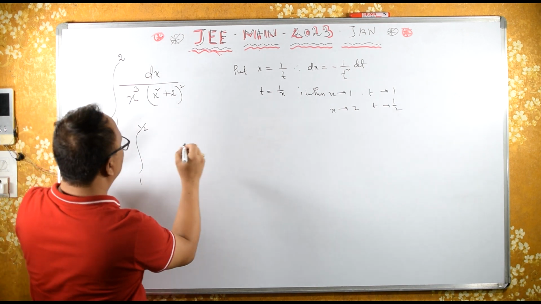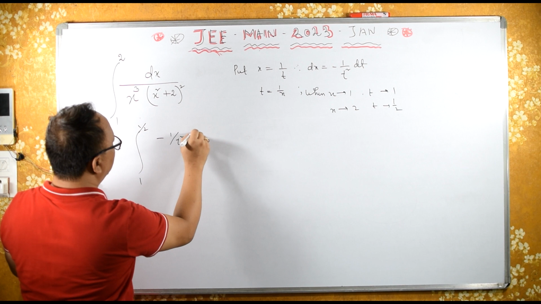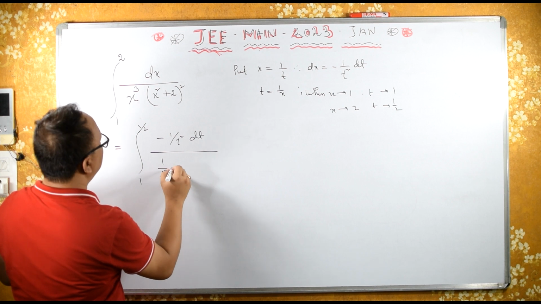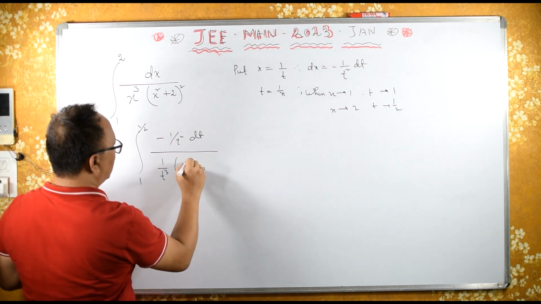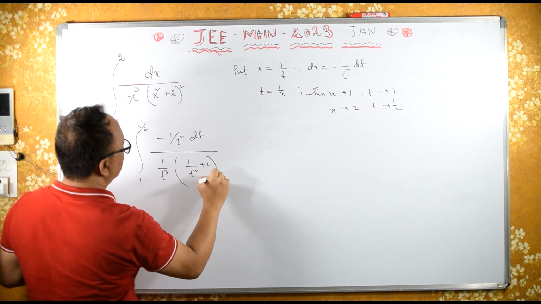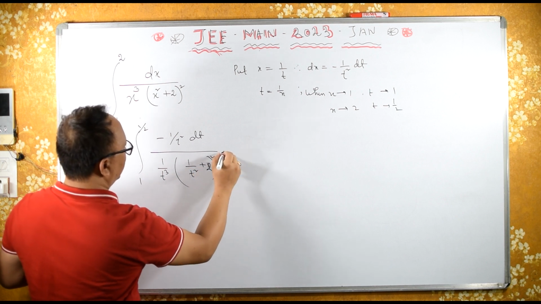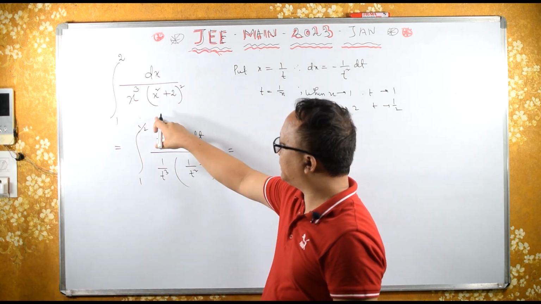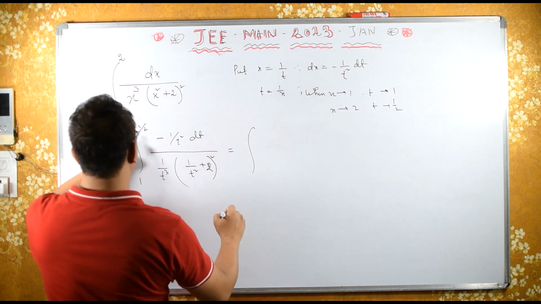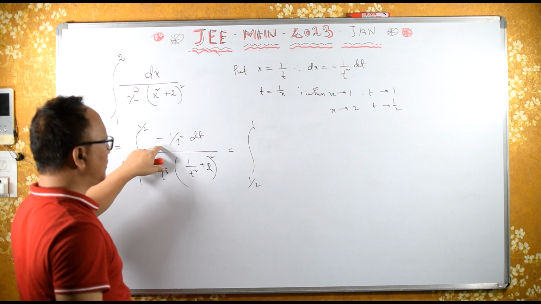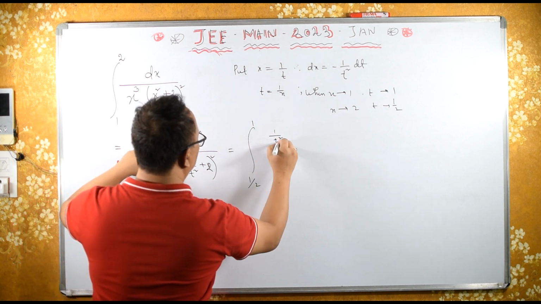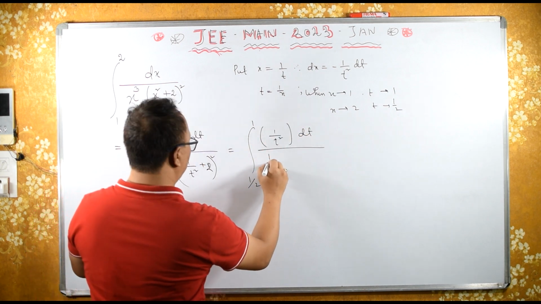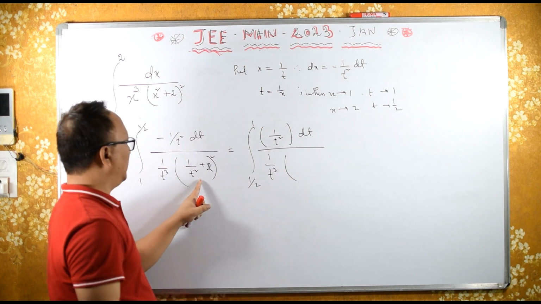What is dx? dx is minus 1 by t square dt. Upon, what is x cube? x cube is 1 by t cube. What is x square? It is 1 by t square, plus 2, whole square. Now, minus is there, so let's remove this minus by changing the limits. So it is 1 to half, therefore half to 1, this minus has gone, 1 by t square dt. Here we have 1 by t cube. Now this is square.